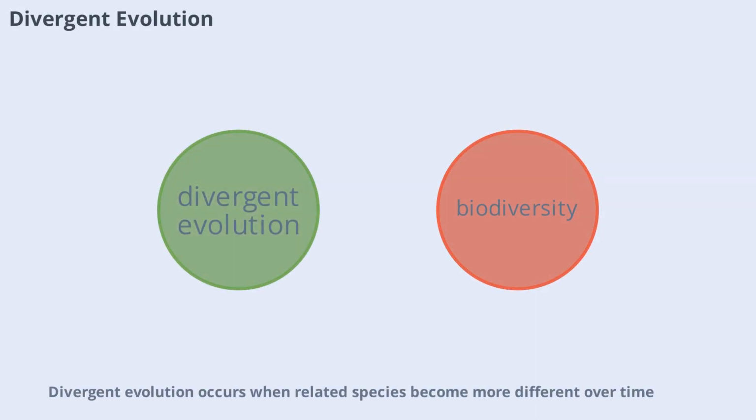Divergent evolution occurs when related species become more different over time, often due to living in different environments.